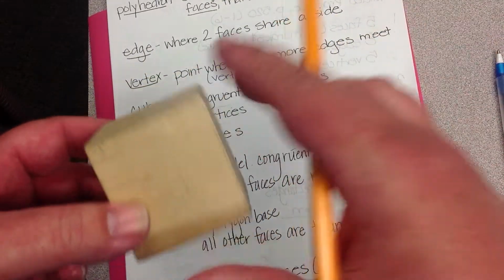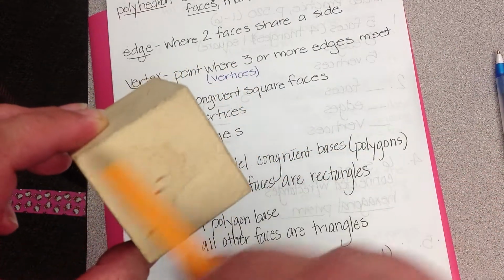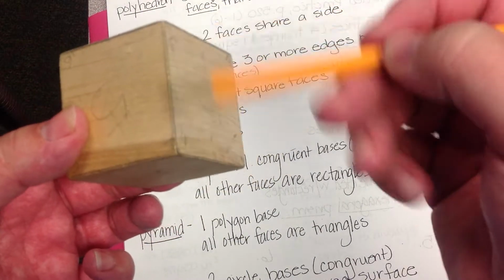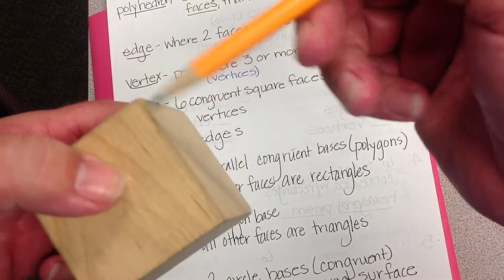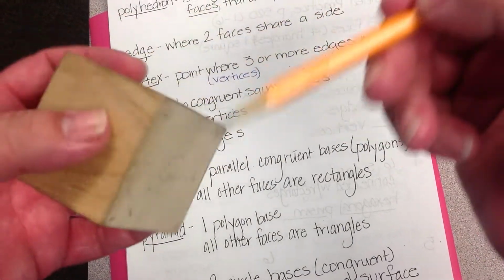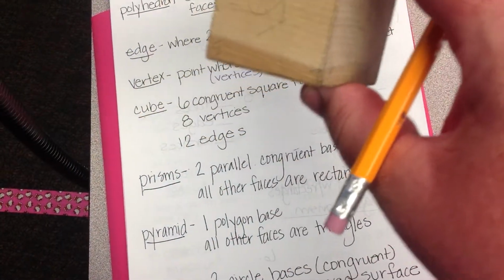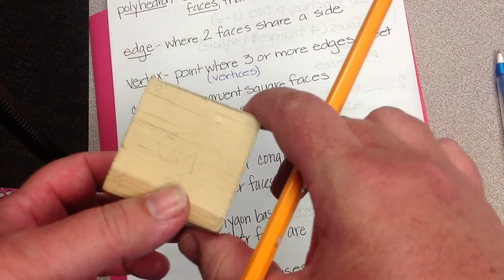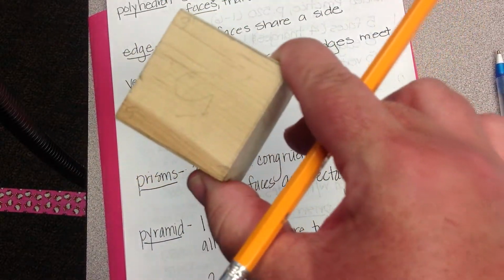Now our edges are different. So here's 1, 2, 3, 4, 5, 6, 7, 8, 9, 10, 11, and 12. So the easiest way to be able to count your edges, vertices, and faces is to actually have the shape with you. Unfortunately, that doesn't always happen, so when you're in your book, you may write lightly with a pencil.